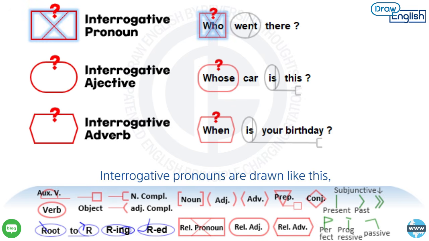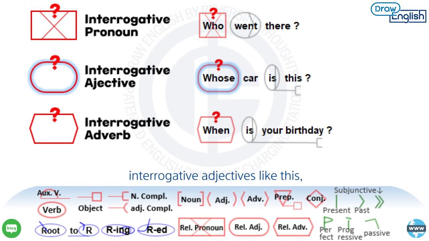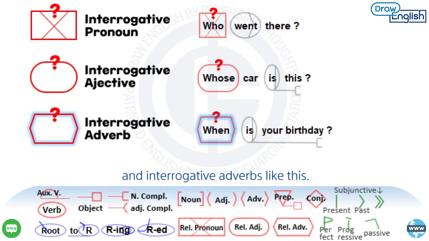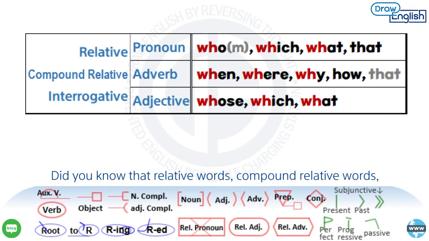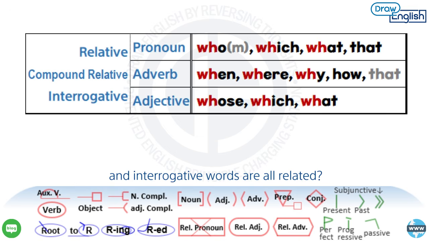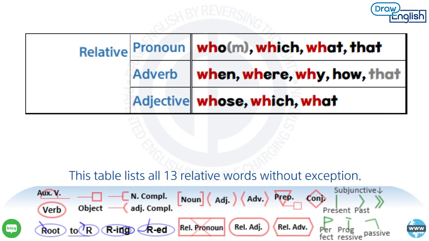Interrogative pronouns are drawn like this, interrogative adjectives like this, and interrogative adverbs like this. This time, we simply added a question mark on top of the 3 relative words shapes, right? Did you know that relative words, compound relative words, and interrogative words are all related? Look, this table lists all 13 relative words without exception.